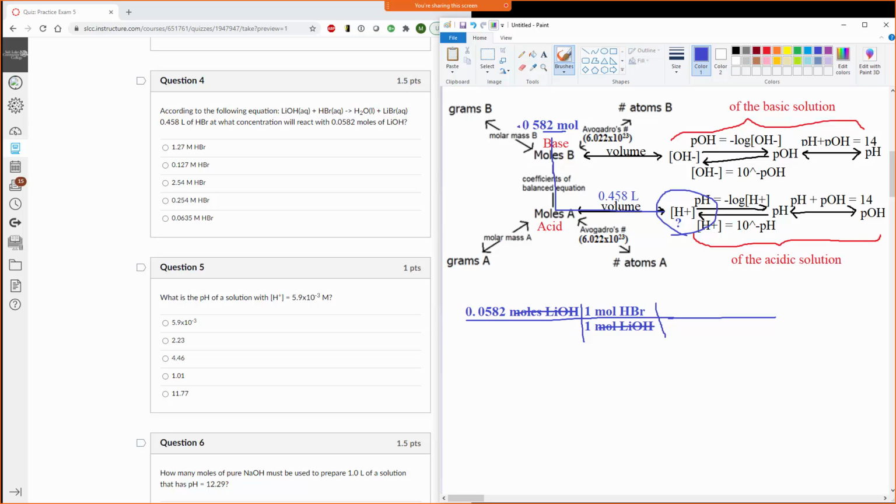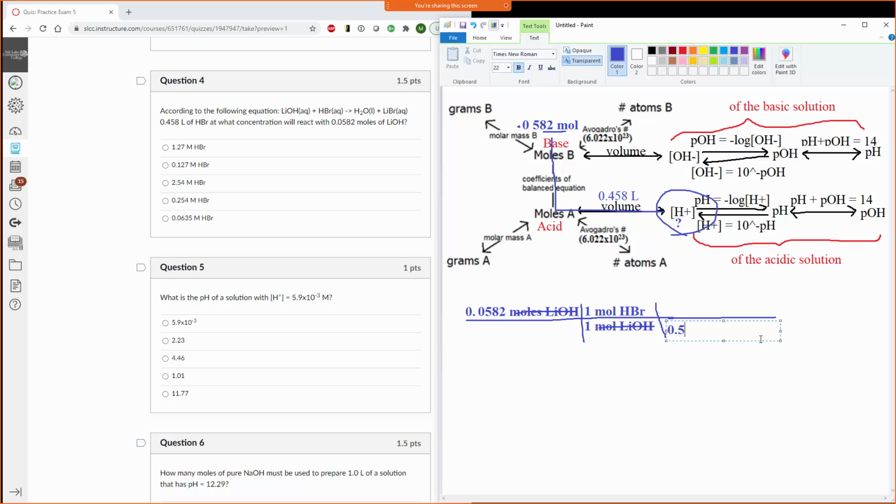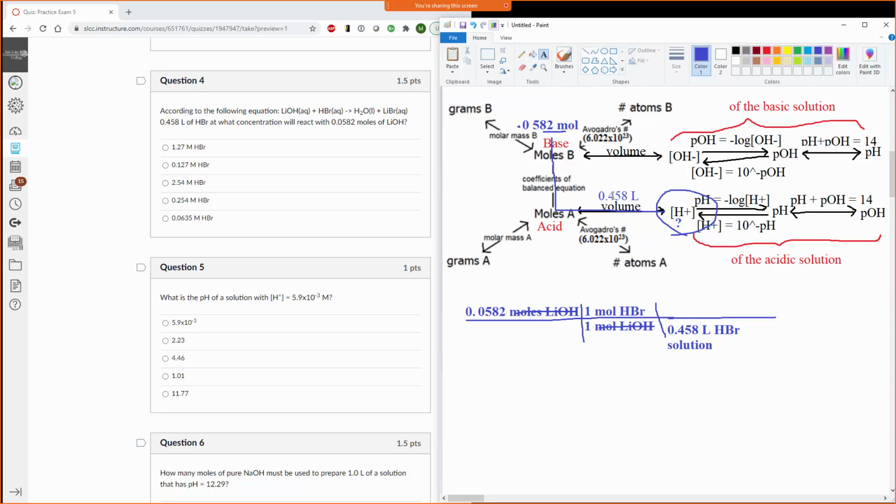Now I'm going to use the liters to find concentration. That's units of moles per liter. So I know I've got to put that on the bottom. Perfect. You guys are prepared. 0.458 liters, my HBr solution. Okay, and moles per liter is the units of concentration, so I'm done.